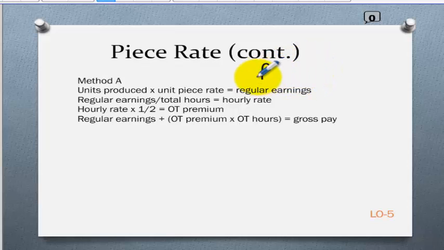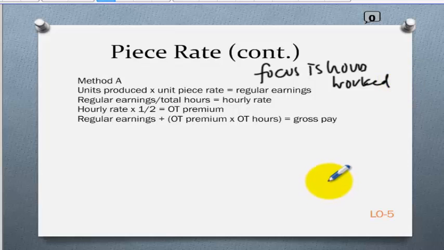The main focus here is hours worked. You take all of the units produced, whether in regular time or overtime, and you multiply by the unit piece rate, and that gives us our regular earnings. Then you take those regular earnings and calculate an hourly rate by dividing by their total hours. This total hours includes overtime hours.